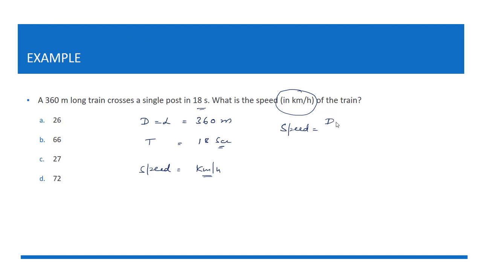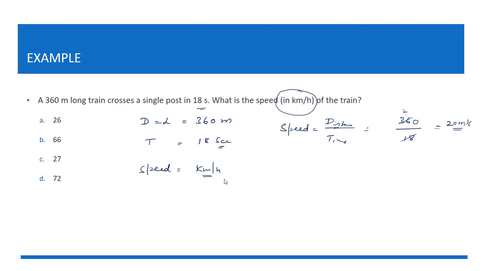Speed is equal to distance by time, correct? Distance by time. What is the distance here? That is 360. What is the time? Time is 18. So by simplifying, 18 ones are 18, 18 twos are 36, that is 20. So 20 meter per second we got it. This is the speed of the train.